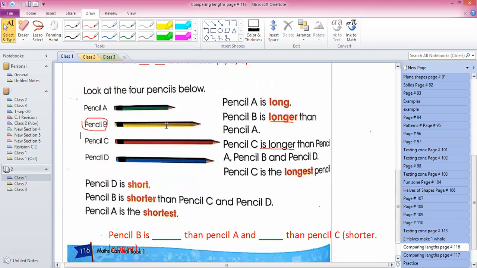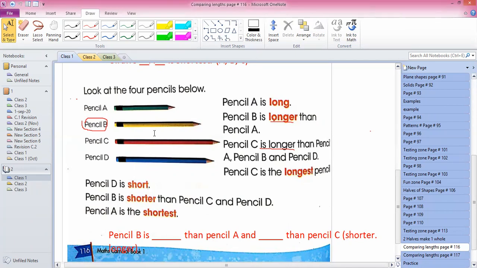You also did an example with pencils. You compared pencil A, pencil B, pencil C. Here you are comparing the width, and the longest pencil is C because it is longer than B and longer than A. But the shortest pencil is A. Pencil A is shorter than all. It has less width. Look at this: B, C, and D all are longer than A.